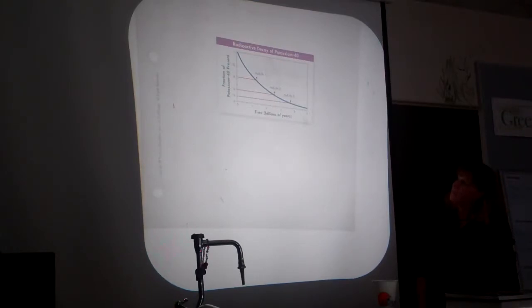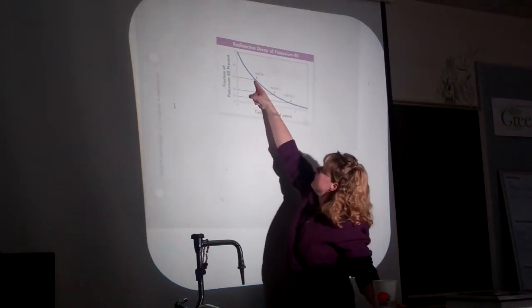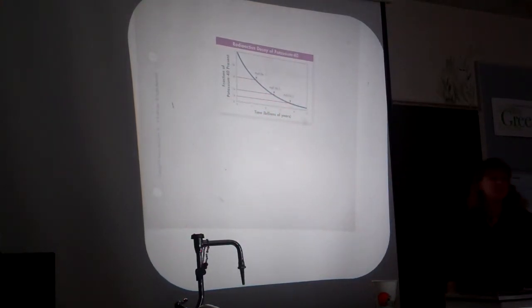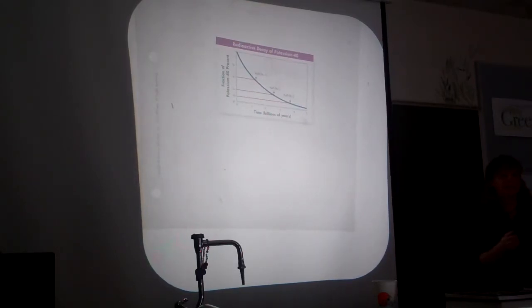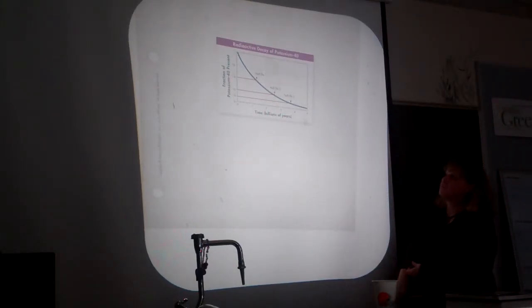Potassium-40 has a half-life of 1.3 billion years. So it takes 1.3 billion years for a given sample of potassium-40 for half of it to degrade, to decay. That's a long time, and it's pointless to date something 5,000 years old using this stuff. But this stuff has been very useful for coming up with the age of the Earth.